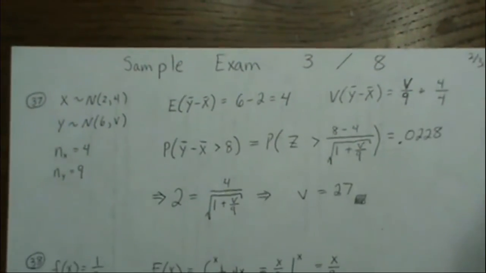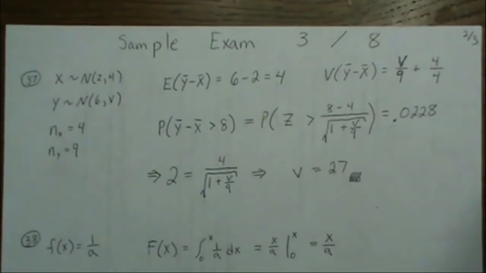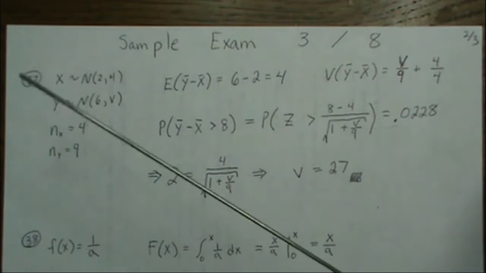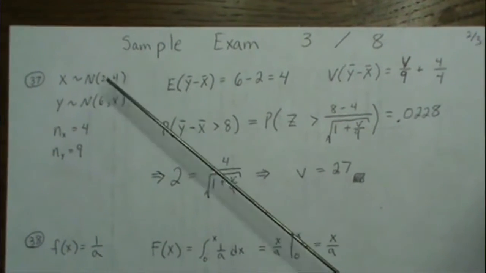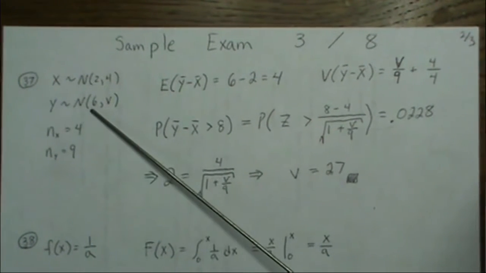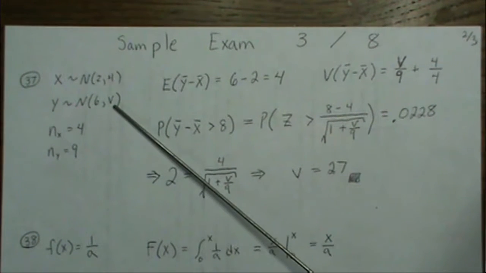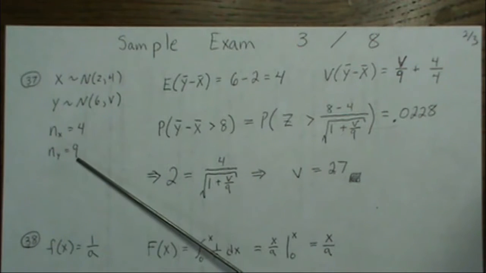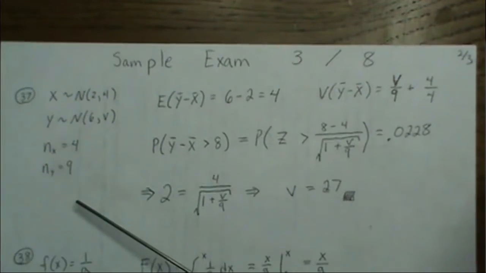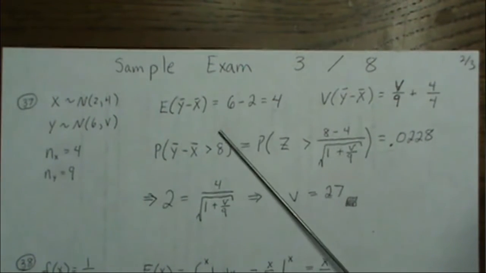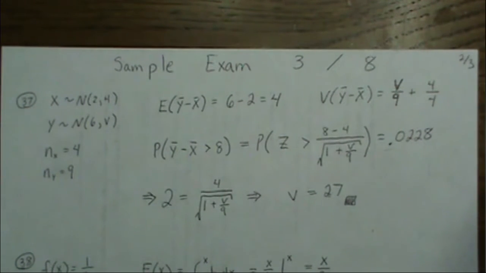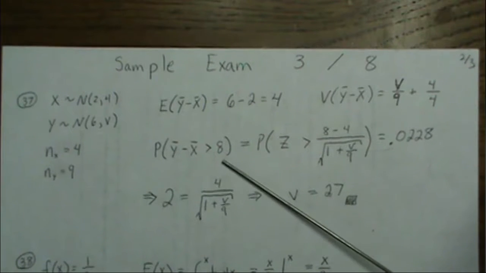so number 37, we're given x is normal with mean 2, variance 4. Y is mean 6, variance v. Sample size of x is 4, sample size of y is 9. And we're asked to find this probability that y bar minus x bar is greater than 8.